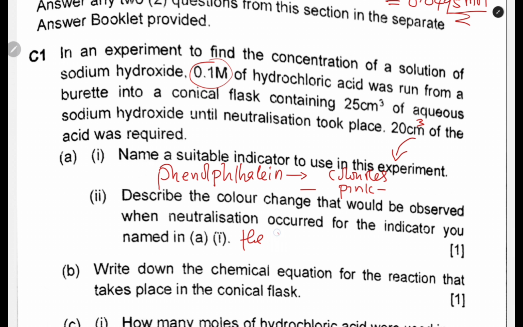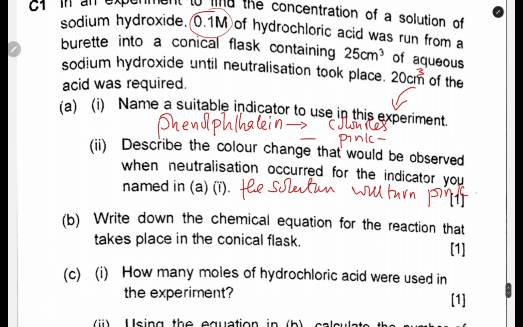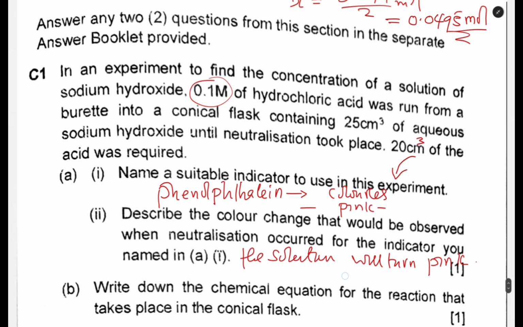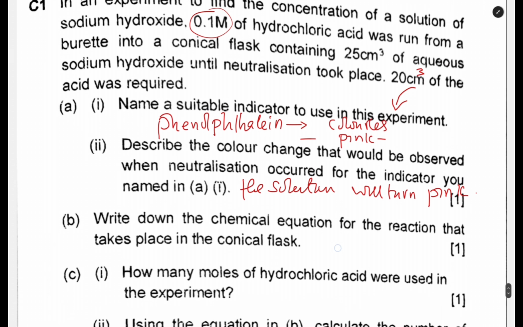Okay, so the solution will turn pink. From colorless it will turn what? Pink. Write down the chemical equation for the reaction that takes place in the conical flask. Now in the conical flask, what is reacting is sodium hydroxide and hydrochloric acid.